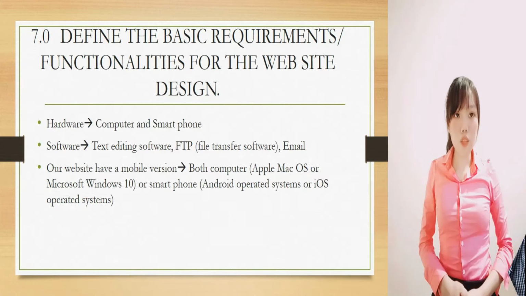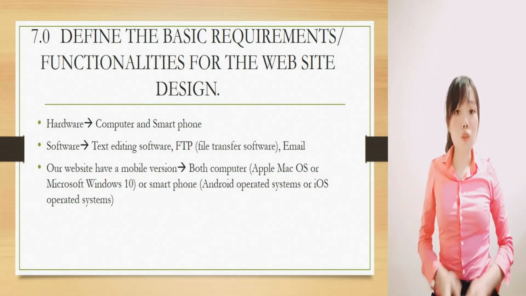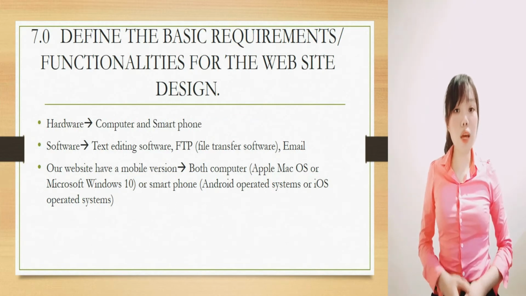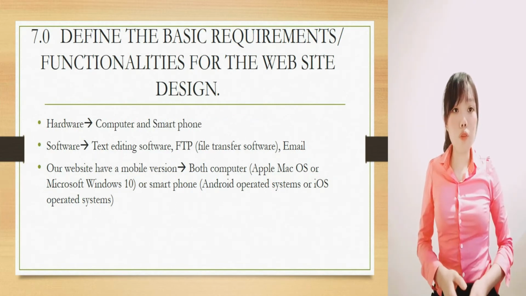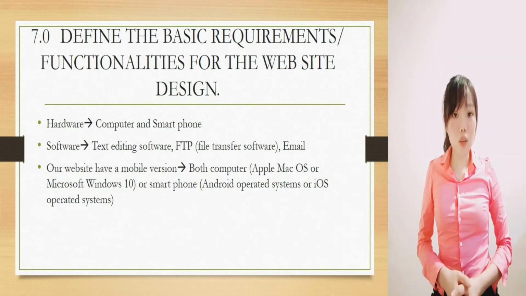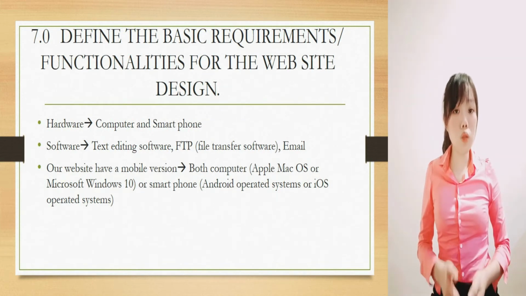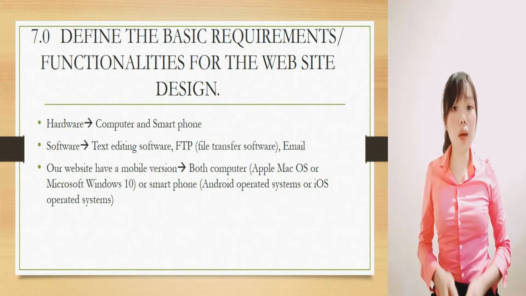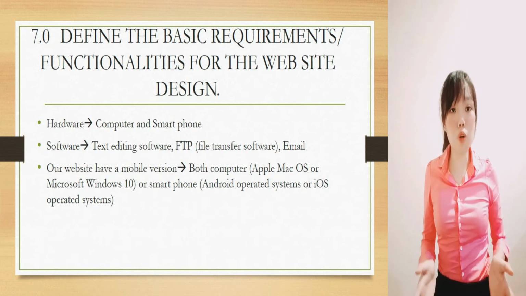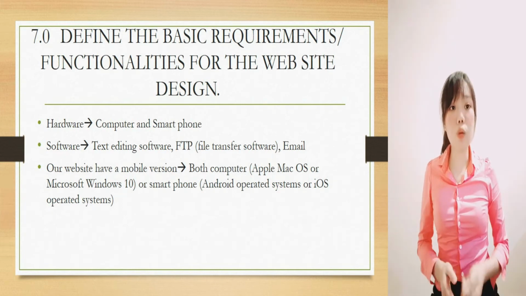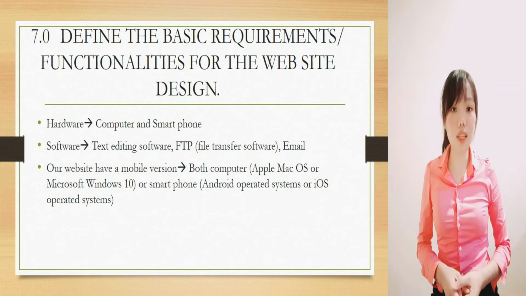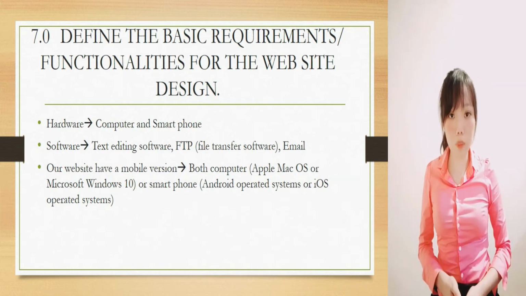In this part, we are here to define the basic requirements or functionalities for the website design. For hardware, we are using smartphone and computer. We prefer to work with a Windows PC. We suggest using Windows 10 with 4 GB RAM and a 1.6 to 1.8 GHz processor. This operating system is just much more stable and reliable. Next, we at least need text editing software, FTP for file transferring, and email.